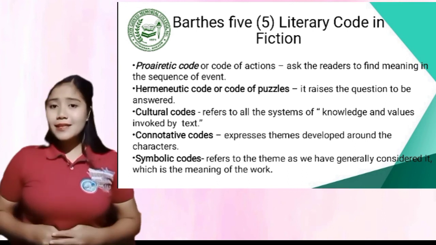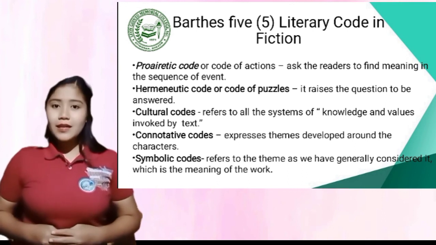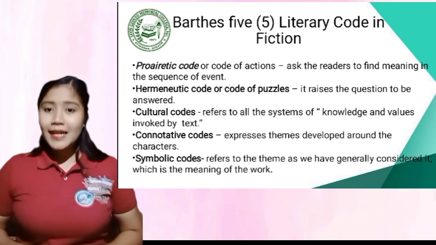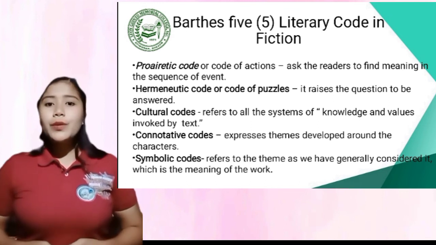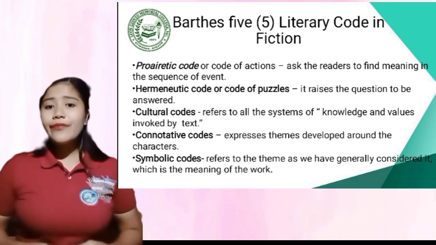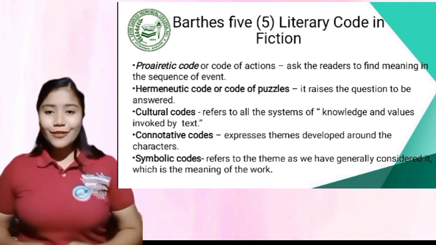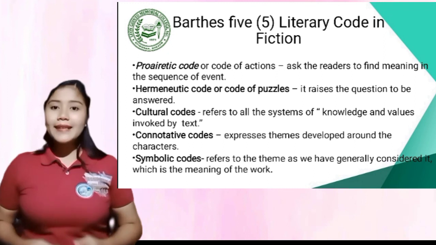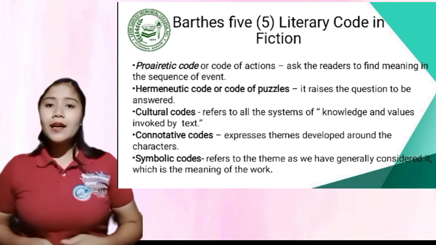The fourth is the connotative code. It expresses themes developed around the characters. These are the topics of fictional works. They form a character, which is just the same name combined with the same traits, as they group themselves around a certain proper name. And the last is the symbolic code.